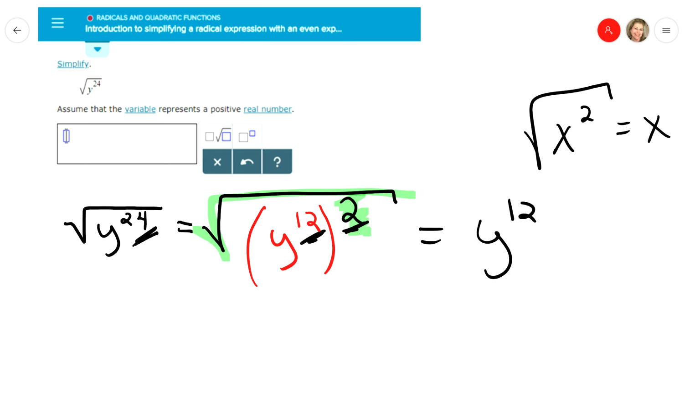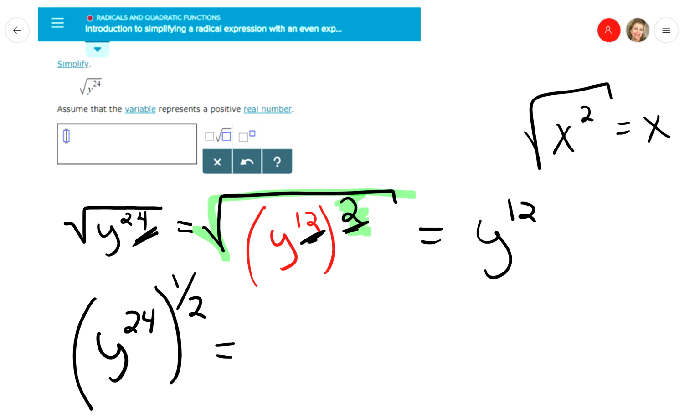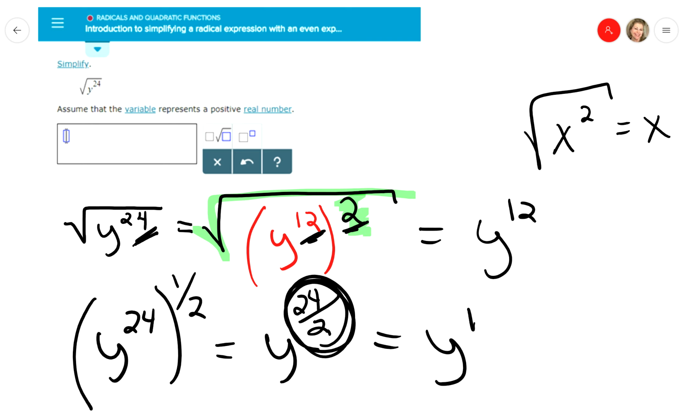Now, there is a shortcut on this. Since I'm square rooting it, you can also see it as y to the 24th. If you convert it from a radical to an exponent, square roots are the same thing as a power of 1/2. And 24 times 1/2 would be 24 halves. I'm literally just taking 24 and dividing it by 2, and I get the 12. So that's two ways you could work through that problem.